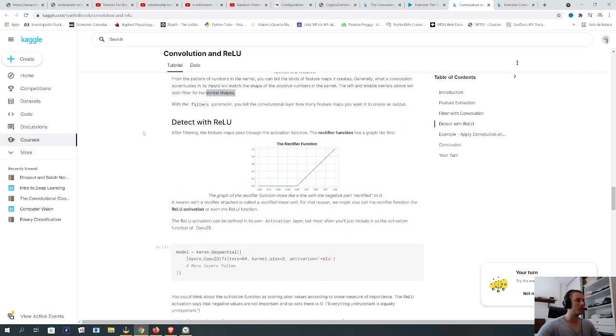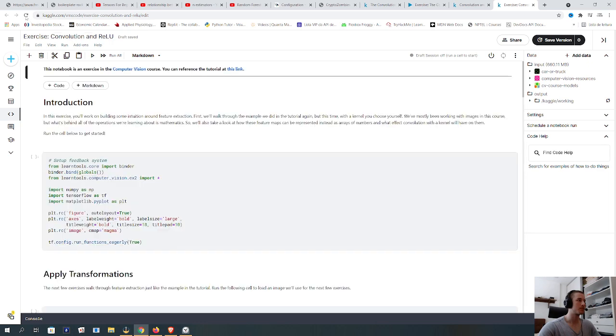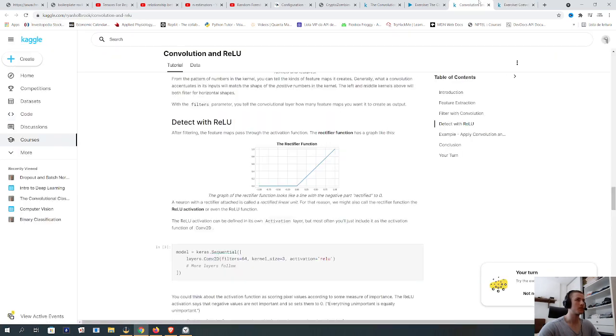With the filters parameter, you tell the convolutional layer how many feature maps you want it to create as outputs.